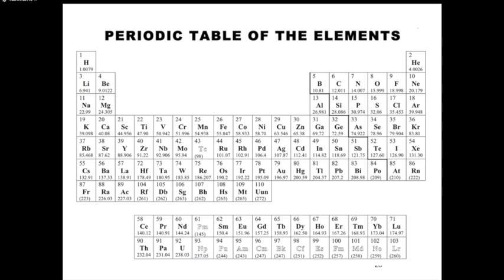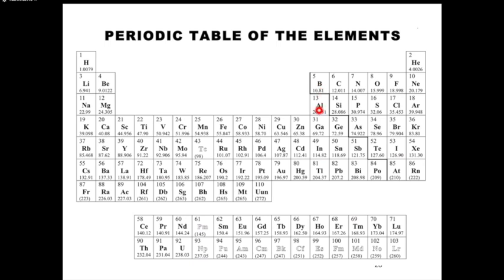Lithium wants to go to number 2. It will lose an electron. It will have 3 protons and only 2 electrons. It will be a plus 1. All of the alkali metals are a plus 1. We just calculated magnesium to be a plus 2. Well, calcium, that has 20, it will lose 2 to become the perfect number 18, as represented by argon, and so it will be a plus 2. All of the alkaline earth metals become plus 2.